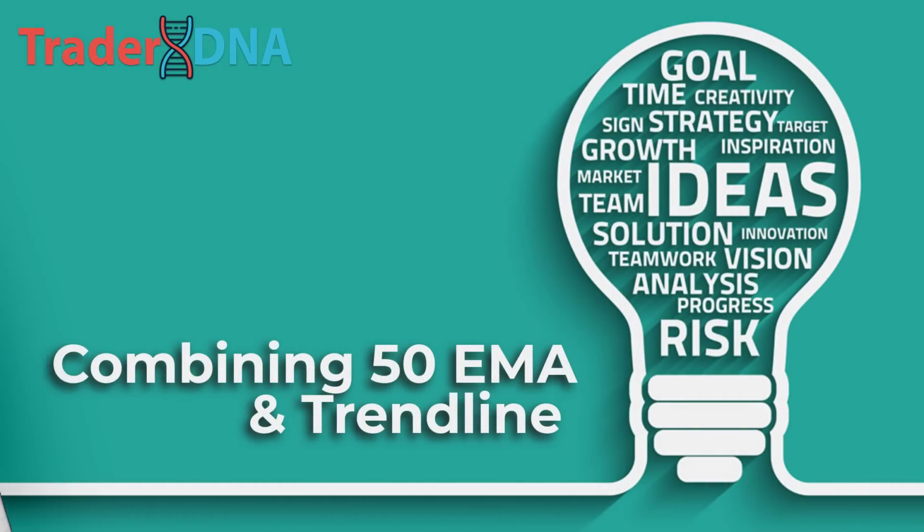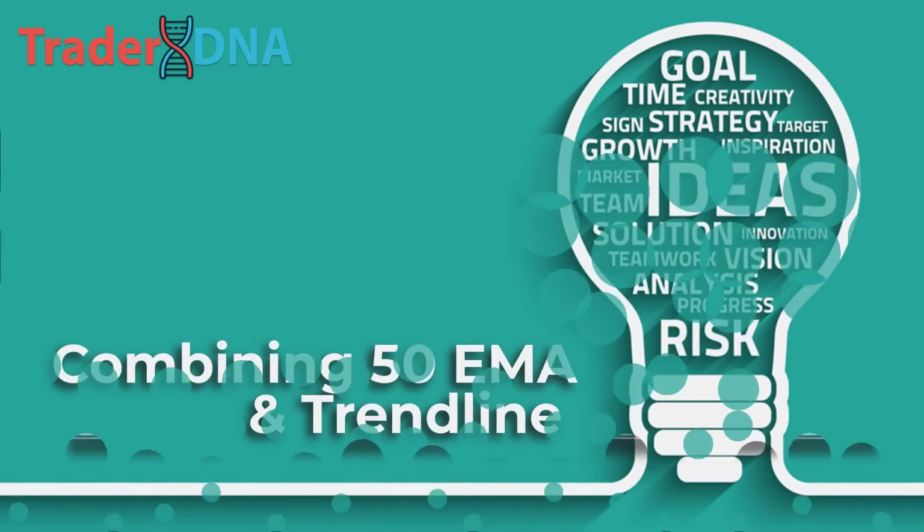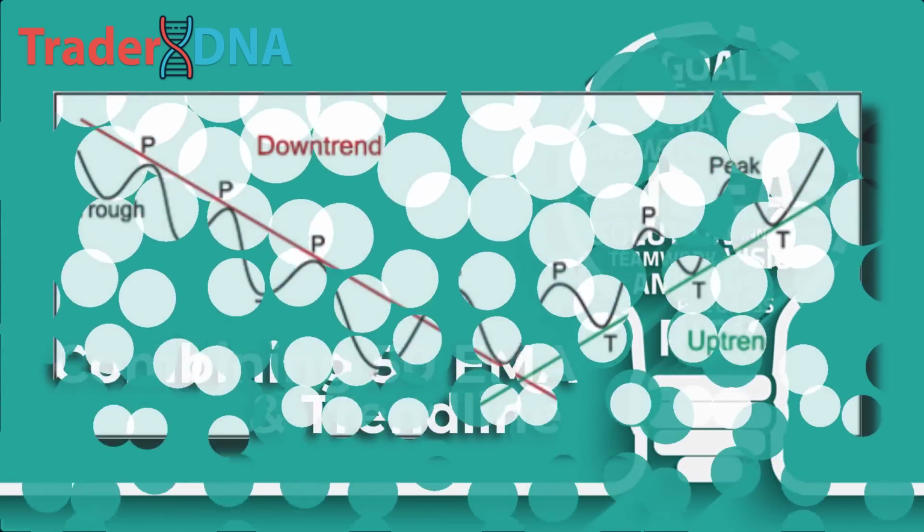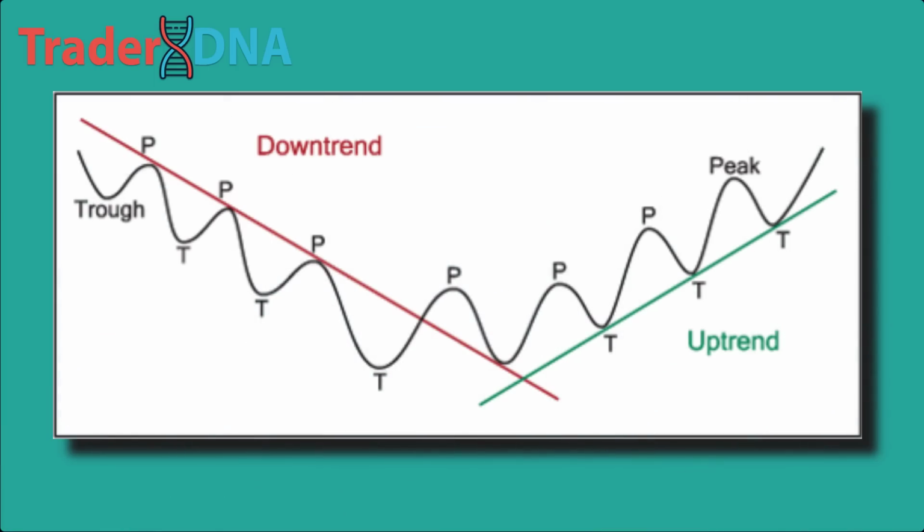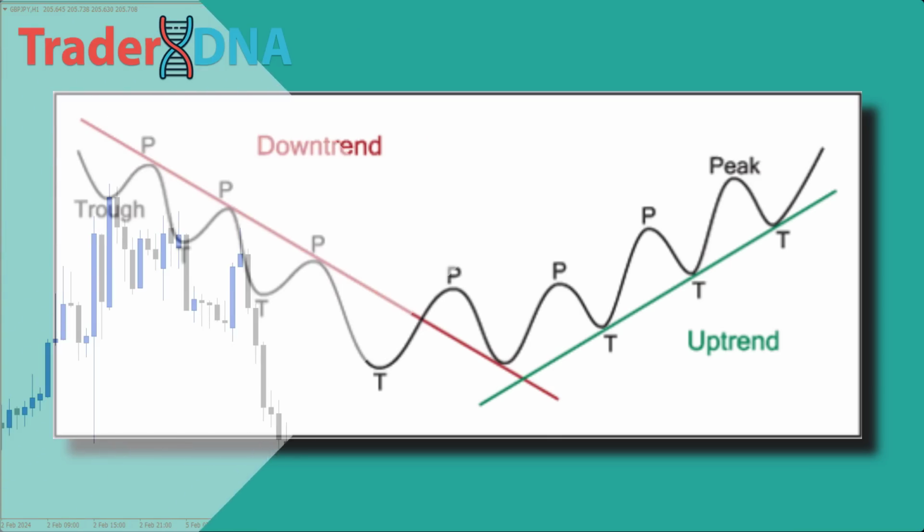Combining 50 EMA and trend line for trading strategy. Trend lines help us gauge market rhythm, and when that rhythm shifts, combining them with moving averages gives us insight into trend direction and entry signals. Here's the same chart featuring both a trend line and a 50-period exponential moving average.